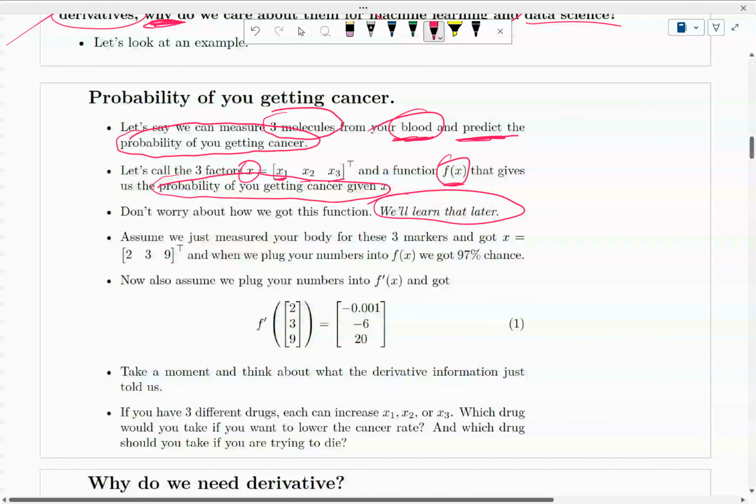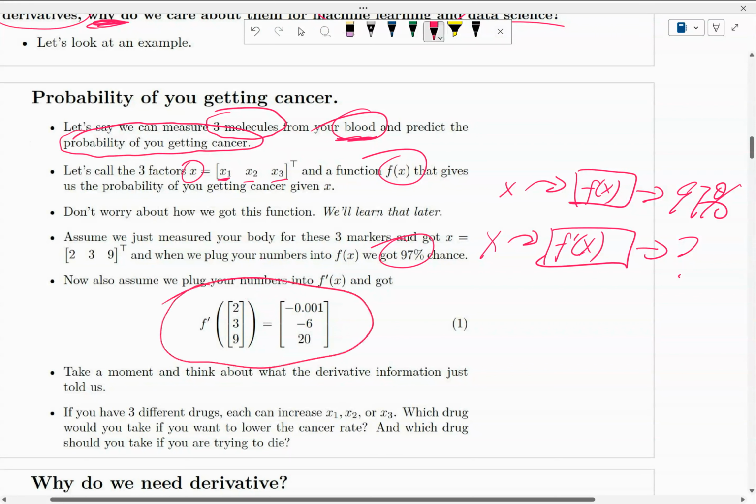Now, what happens if I take X, instead of plugging it into the function, I plug in this? What does this tell us? I plug in the numbers we measured from your body, and it gives this. Think back to the last two or three slides we just had. What is the point of derivatives? Once you understand the purpose of the derivative, then you can start understanding what this is telling us. So take a moment.